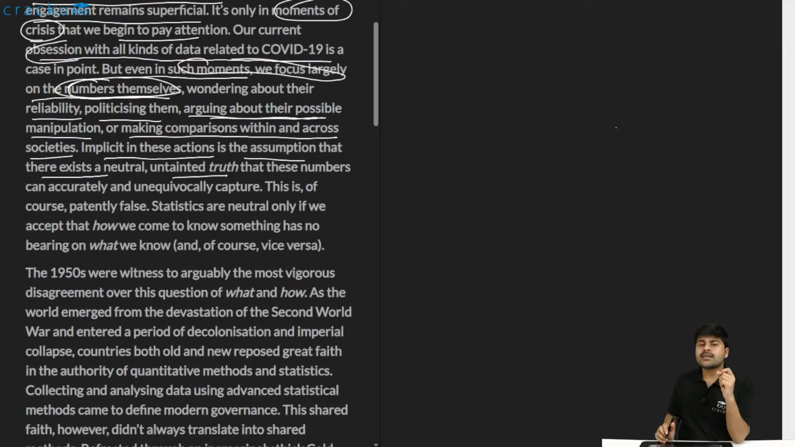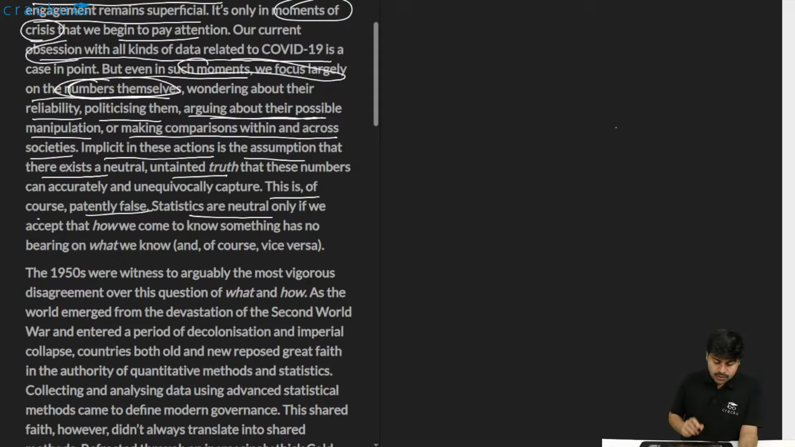But the author is essentially trying to argue, what if there is no objective truth? What if all data is some sort of instrument that all kinds of different people use to suit the conclusions that they want to show, right? This is, of course, patently false. The author says this is patently false. This is verifiably false, that data is objective. The author essentially is trying to say that data can be subjective. Data most of the time is subjective, is what the author is trying to say.